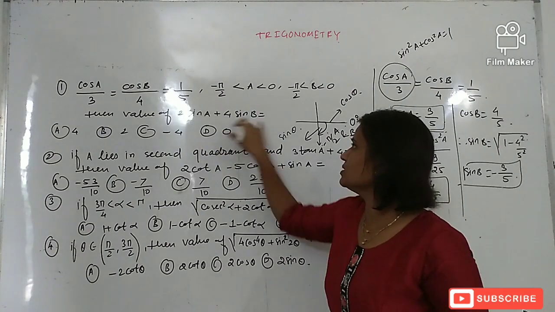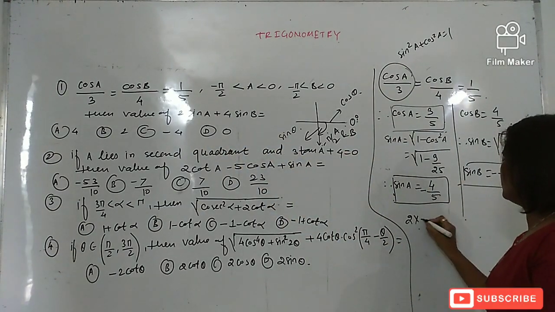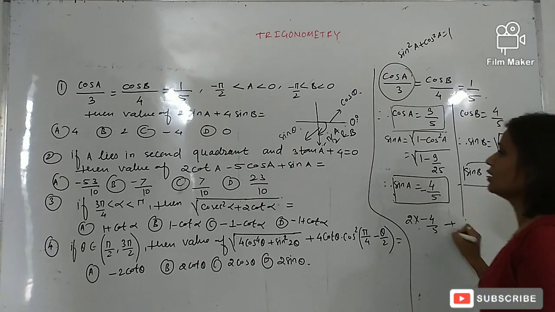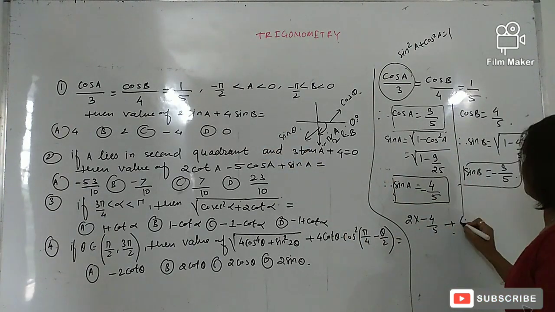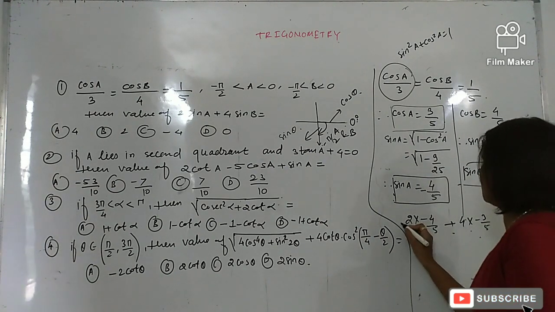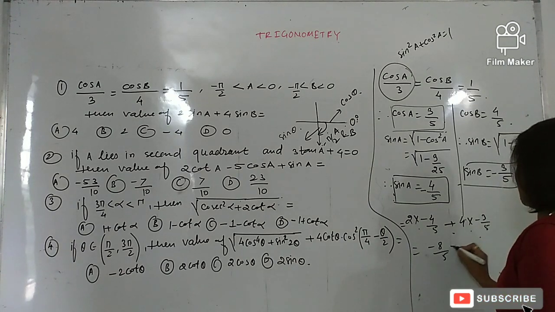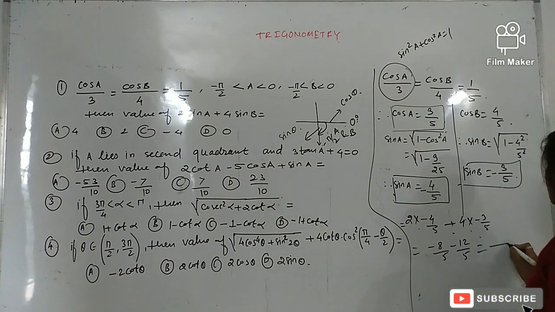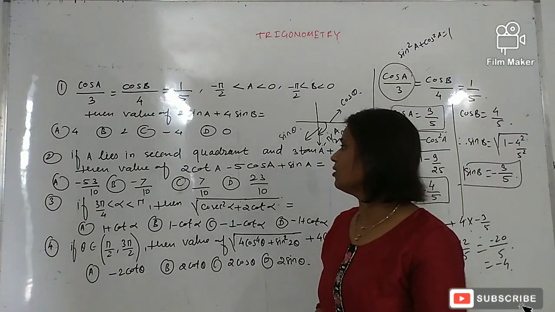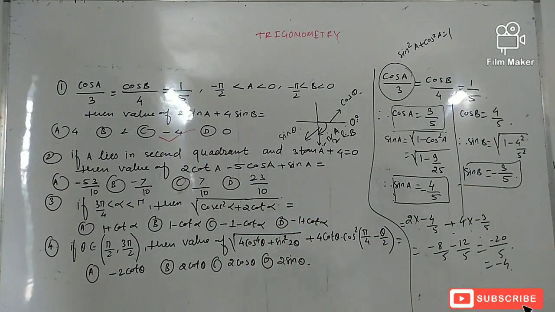And then put both values in this equation. So you will get that 2 sin A value is minus 4 by 5, plus 4 sin B, where the sin B value is minus 3 by 5, and just simplify. So minus 8 by 5 and this is minus 12 by 5. Both numbers have the same denominator 5, and this is minus 20 by 5. So the final answer you will get is minus 4. So the correct option is C, minus 4.